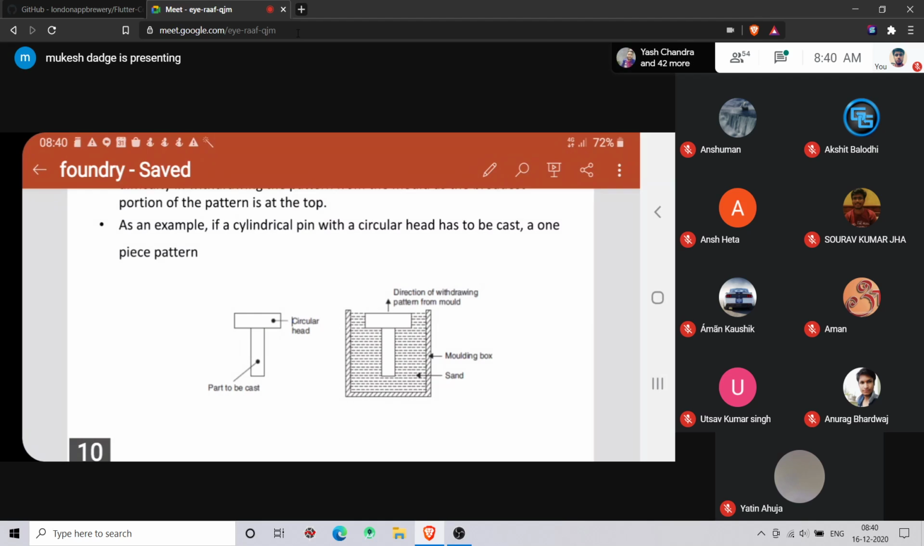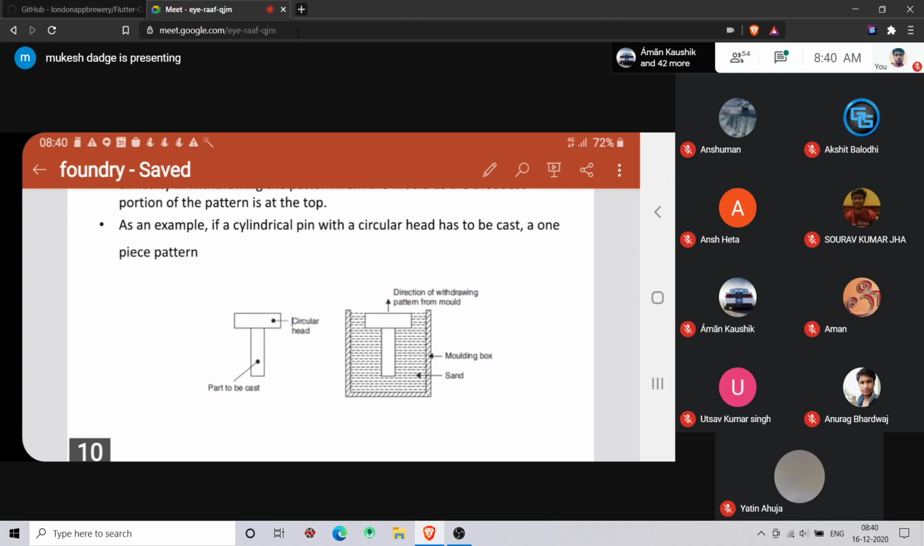So it is very difficult, right? If you have a perfect right angle in a T shape, where the bottom portion is an exact T, then it is not possible to withdraw the pattern, because that means a 90 degree angle with your bottom surface. So to make it easy to withdraw the pattern, they are providing some taper on the pattern.